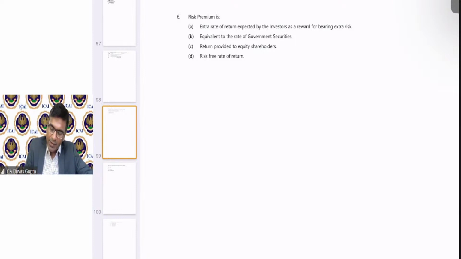The risk premium is the extra rate of return expected by the investor as a reward for bearing extra risk, equivalent to the rate of government securities, return provided to equity shareholders, or risk-free rate of return. So please select the right answer and share it on the question handle. And this risk premium, I can tell you, is from the topic of RADR, correct? Risk adjusted discount rate, in which we said that RADR has two components, risk-free rate and risk premium. So students, we expect all of you to answer what exactly is risk premium, which is very simple, which is given here.